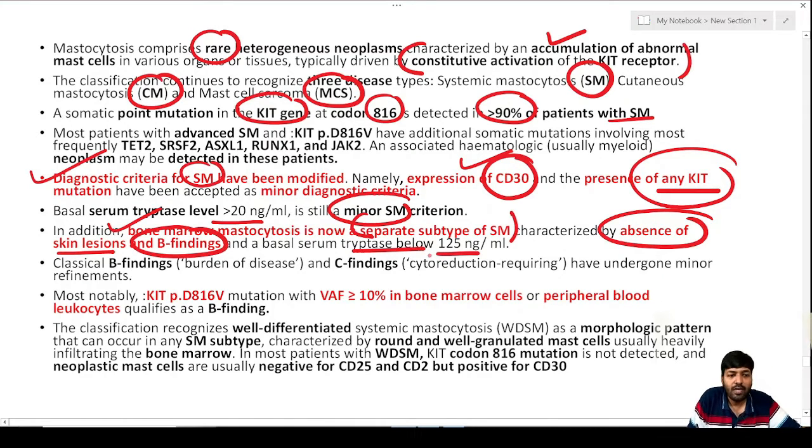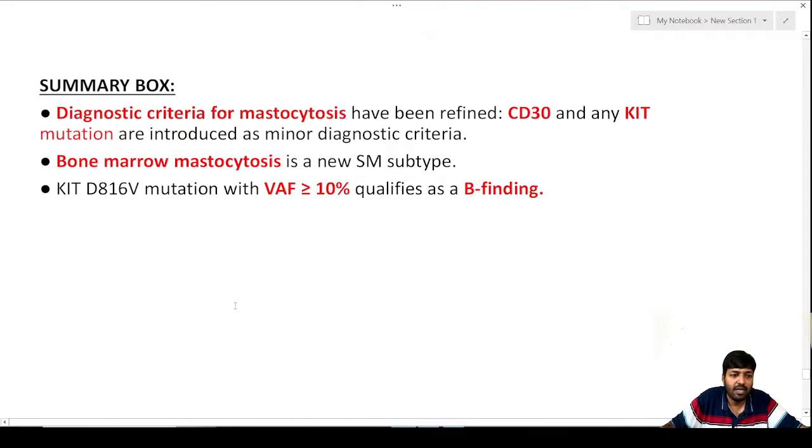Now, what are the classical B findings and C findings? How do you define classical B findings? A KIT point mutation at location 816V with a variant allele fraction of more than 10% in the bone marrow cells and peripheral blood leukocytes qualifies as a B finding. So remember, this has been well defined over here in this particular condition.